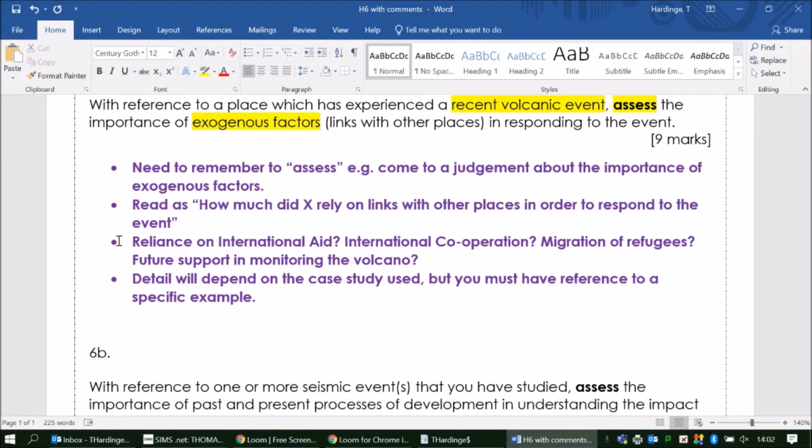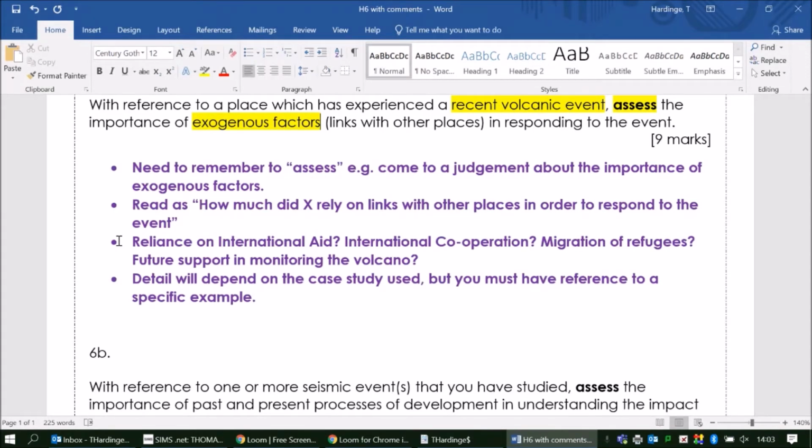Now, in some examples, those exogenous factors won't be very important. In other examples, they are really important. So it very much does depend on which case study you're going to use. That will obviously determine your viewpoint, because for some examples, those exogenous factors would have more of an influence than others. It will also significantly influence the detail that you are going to include.